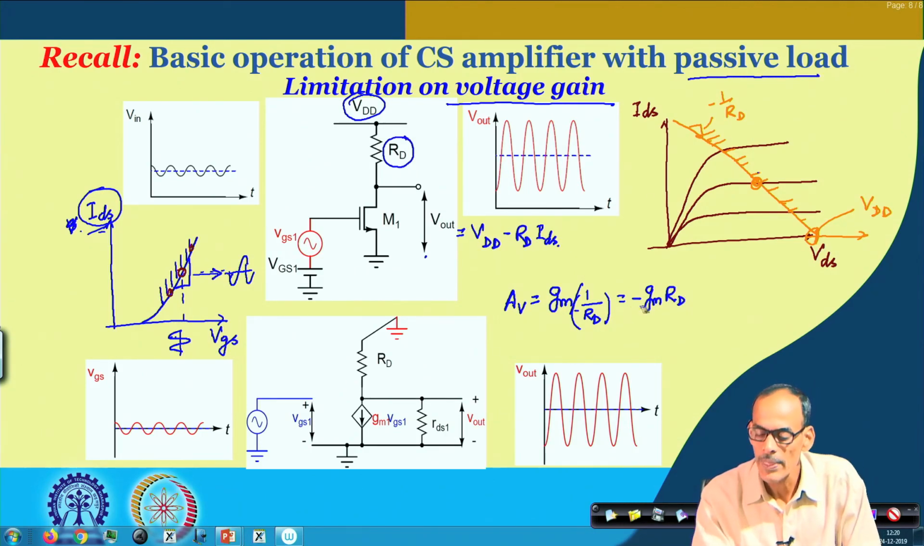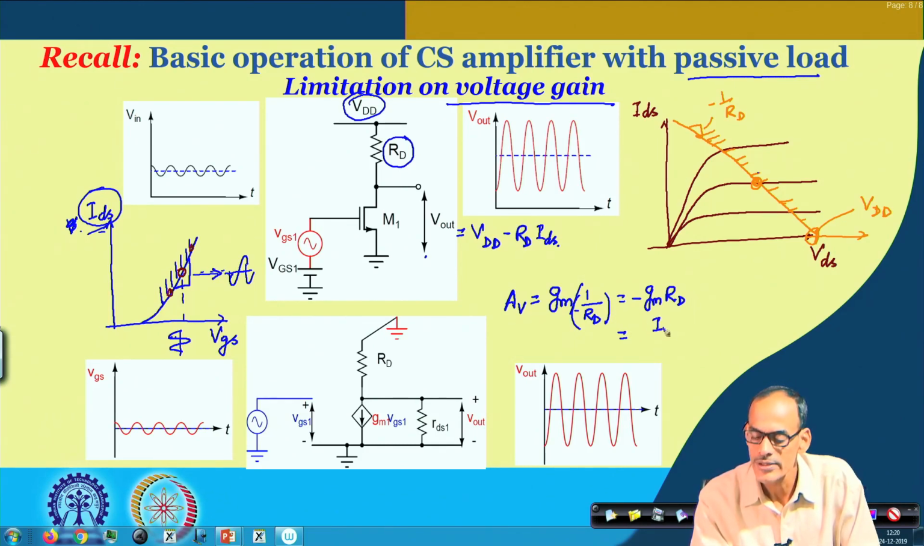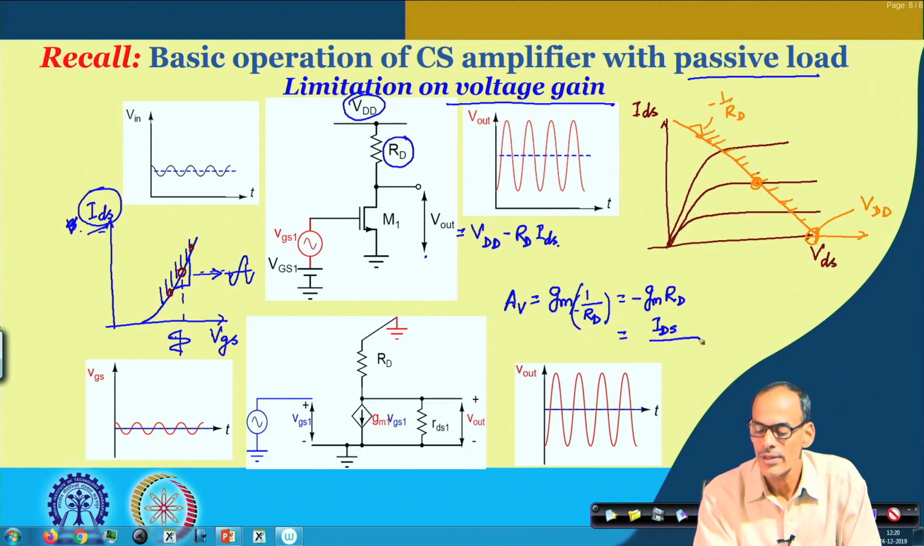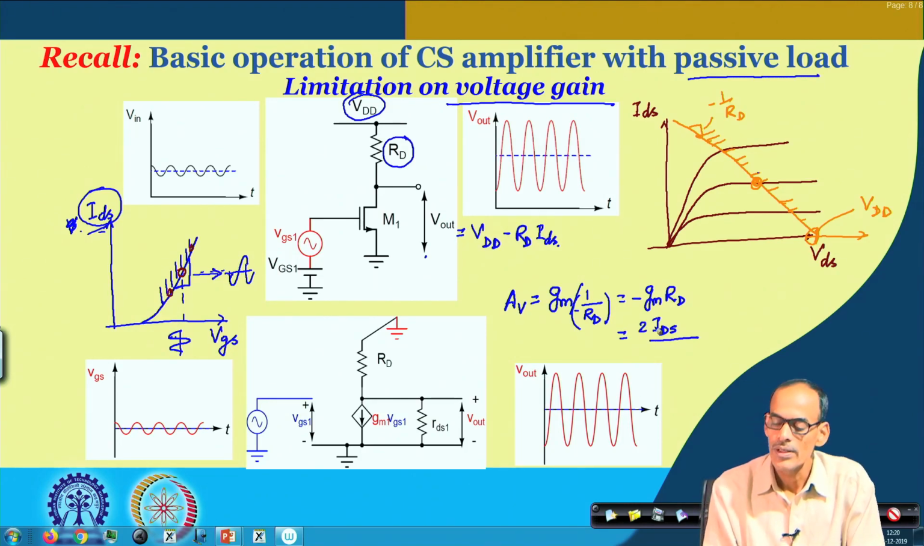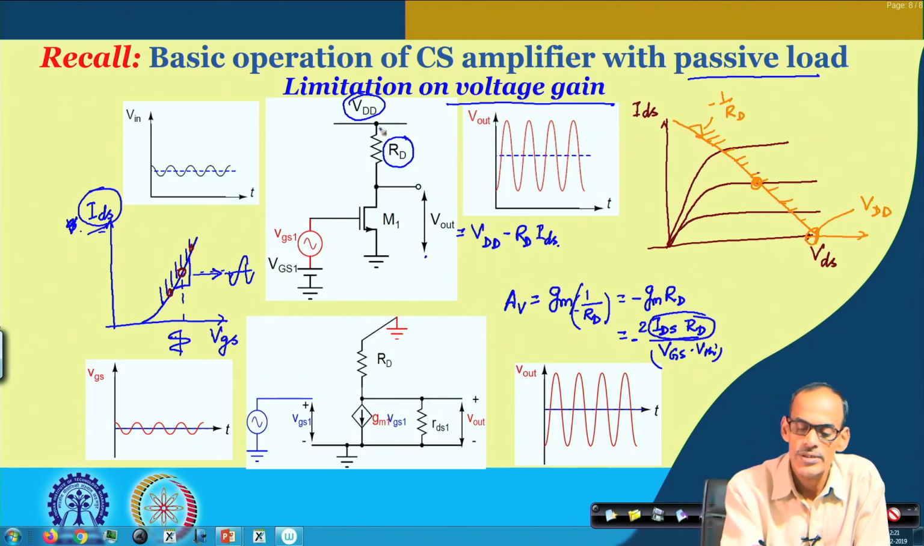And this Gm, if you recall its expression, in fact this will be 2 times Ids divided by Vgs minus Vth. It depends on how we express this Gm, but of course this is one expression. So this is multiplied by Rd with a minus sign. Again this part, if you see, is nothing but the drop across this Rd, and its upper limit is of course the supply voltage.